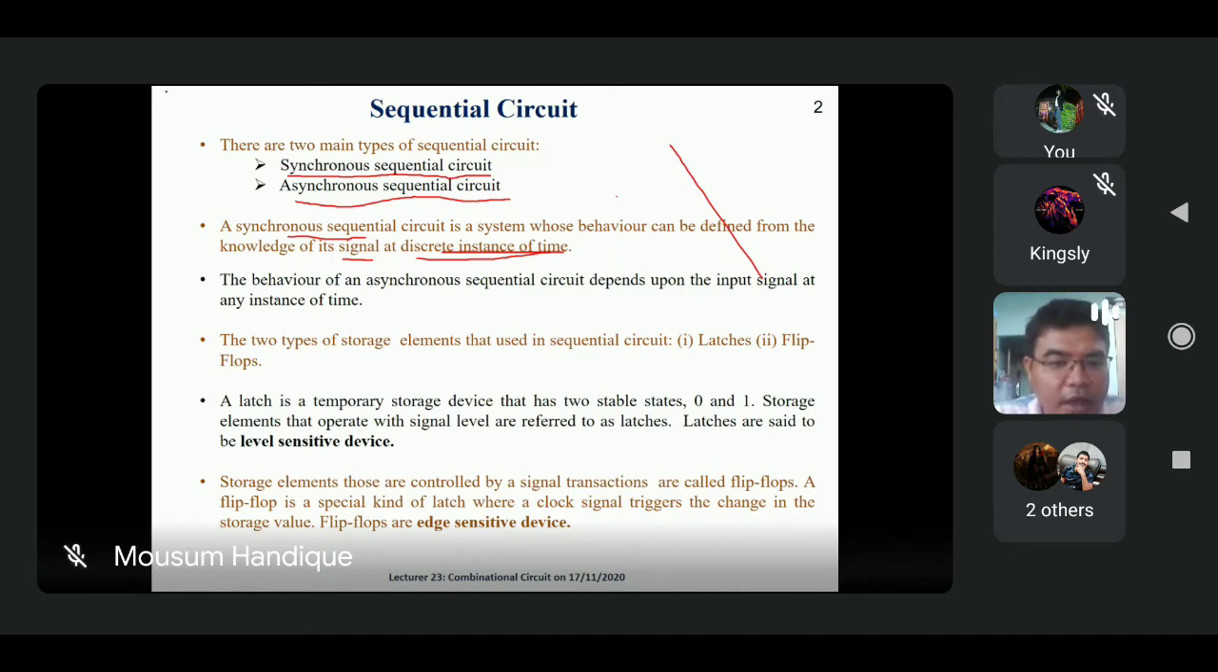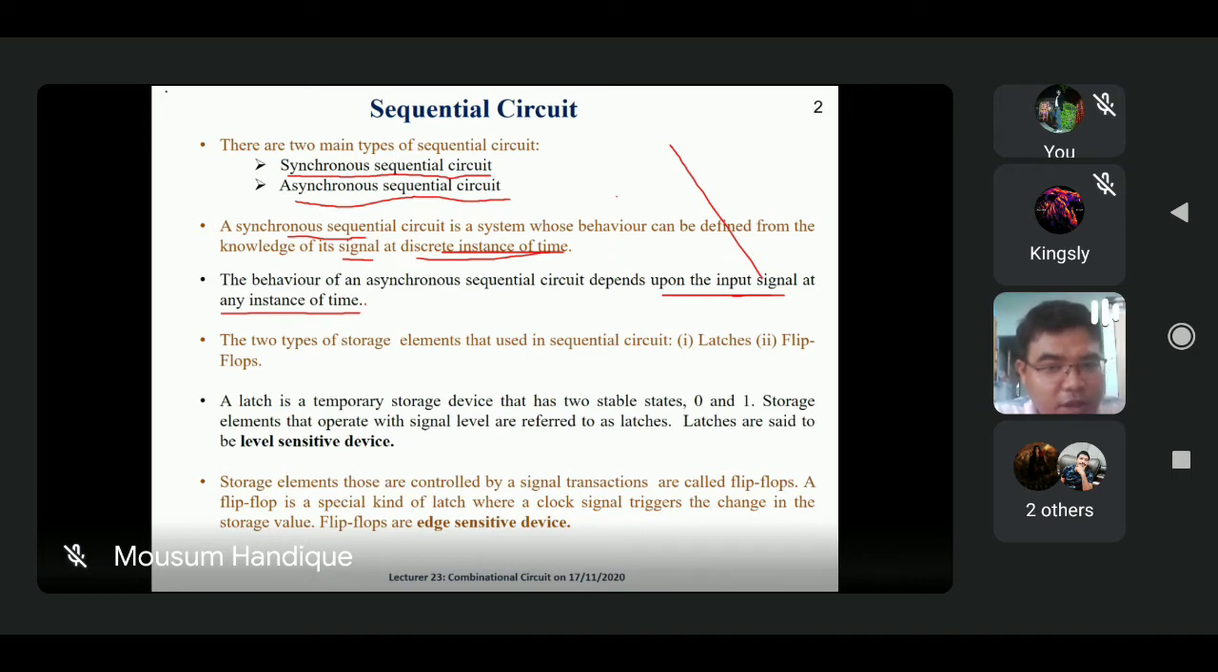And next, the behavior of an asynchronous sequential circuit depends upon the input signals at any instant of time. See what is the difference? We are taking the input signal at any instant of time. But when we are talking about the synchronous sequential circuit, that is discrete instants of time. And when we are talking about the asynchronous sequential circuit, it is input signals at any instant of time. So to predict the behavior of an asynchronous sequential circuit is more difficult than for the synchronous sequential circuit.